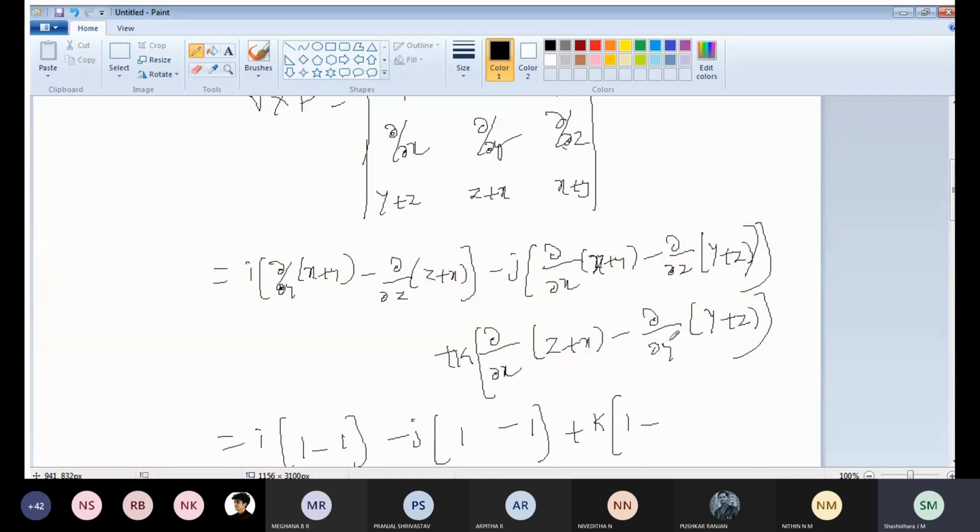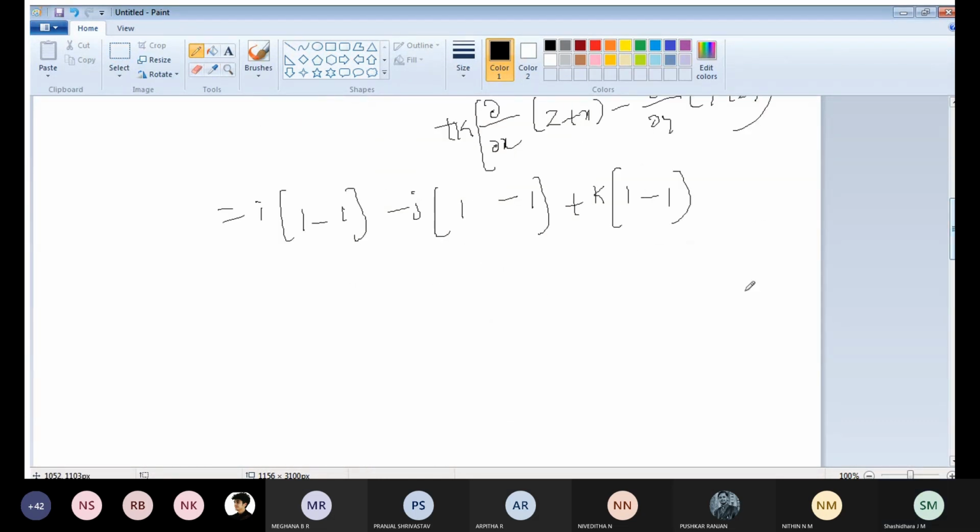So that is 0i, 0j, 0k, nothing but the zero vector, 0i plus 0j plus 0k. Therefore vector f is irrotational.